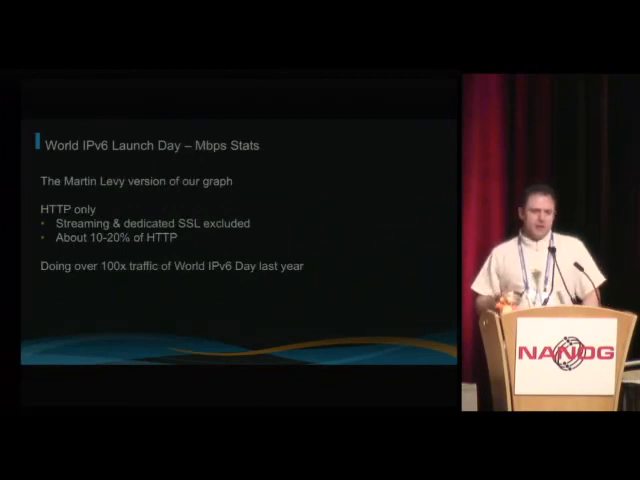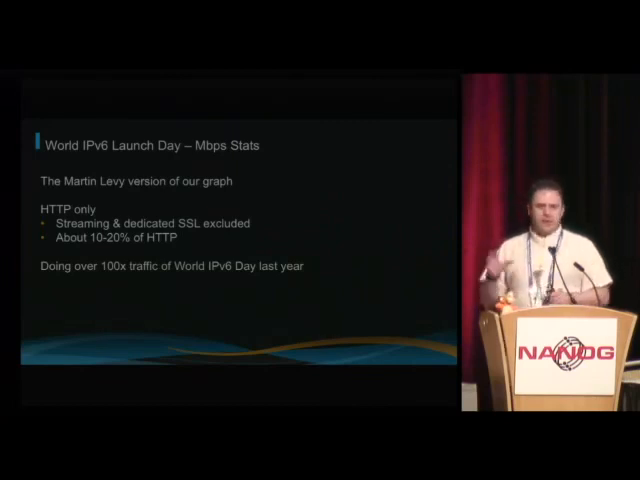Some of these graphs are Martin Levy style. In other words, they don't have any axes. Sorry, that's the way life is. I just pulled out the HTTP only. We have a dedicated SSL where if you have a customer-owned cert, you can put it into the Akamai system. I didn't include those. I didn't include streaming. It's very quick. It's only about 10 to 20% more than HTTP by itself. So this should give you at least an order of magnitude idea of what's going on.